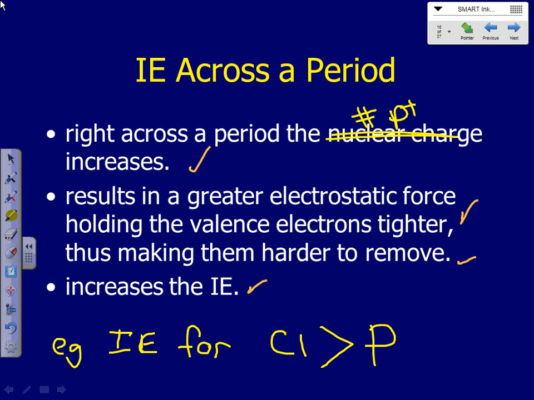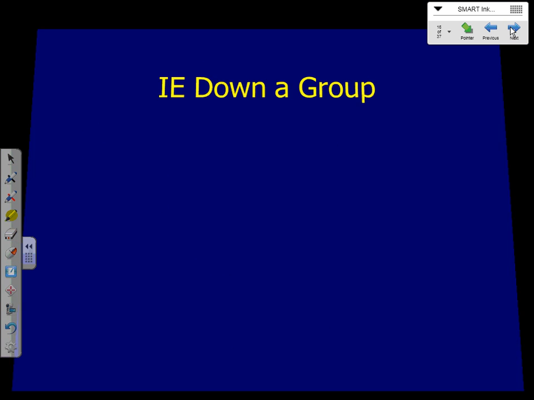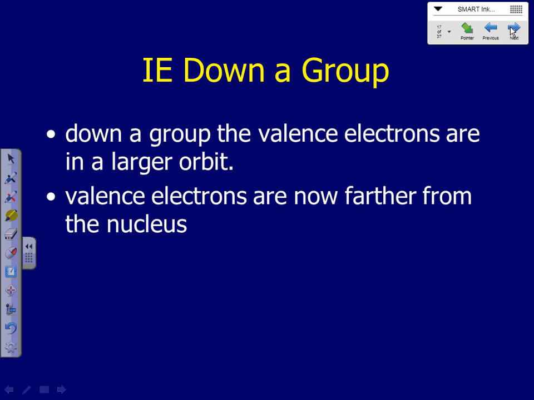All right. As you move right, more protons increases the pull. If it's harder to remove, the ionization energy is greater. It's going to take more energy to pull that apart. Let's move on to the next one, down the group.